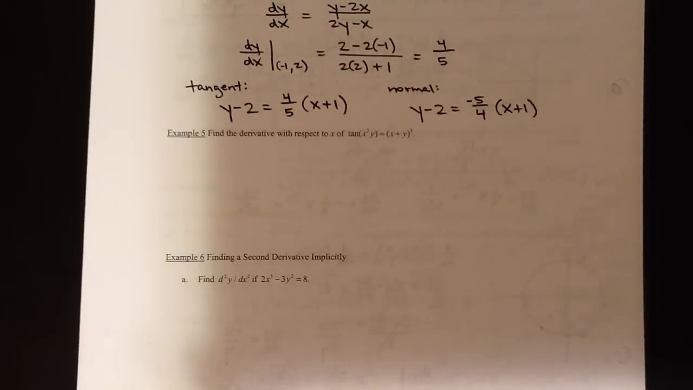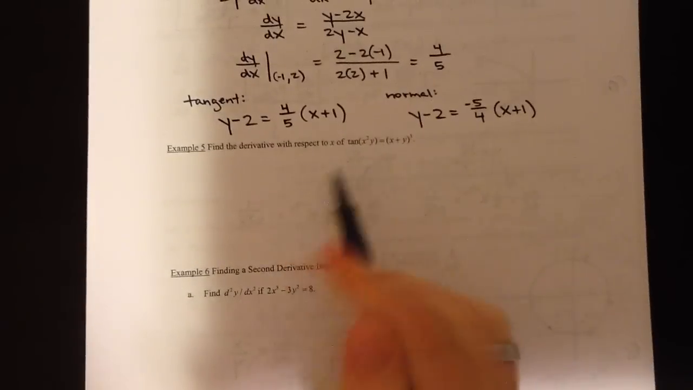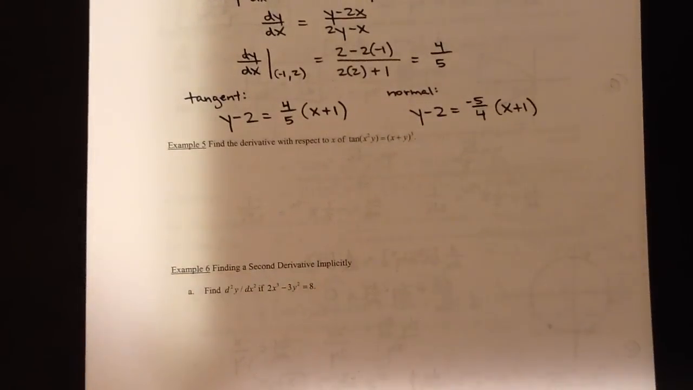So we are going to go ahead and pick up where we left off with this implicit differentiation stuff. So we've got one more example where we're just finding the derivative. And with this one, we've got a nested function that requires a product rule. So let's work our way through that one.